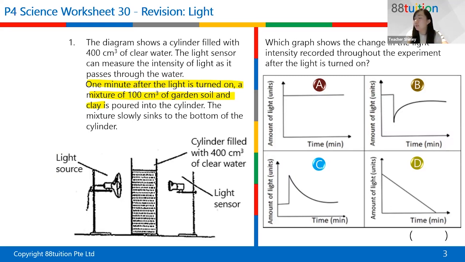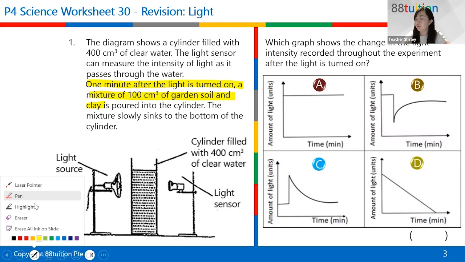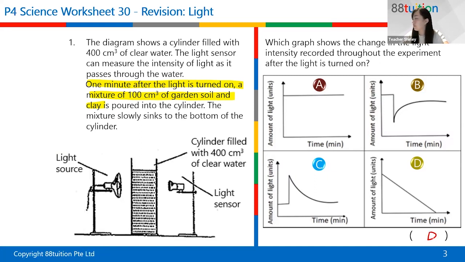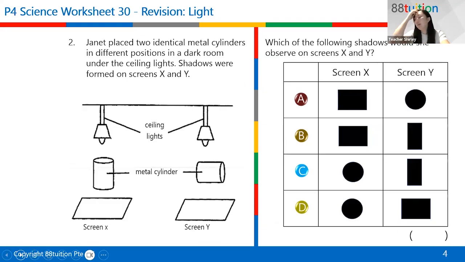Yeah, so I was saying, yes, you're right, Hao Xuan. The amount of light will eventually be blocked by the garden soil that's sinking in, because garden soil and clay are considered opaque. So if you were to pour it into the water, you realize that the amount of light will start to decrease. Okay, so the answer is D. Oops, sorry, give me a moment. Okay, there you go. All right, now next one.